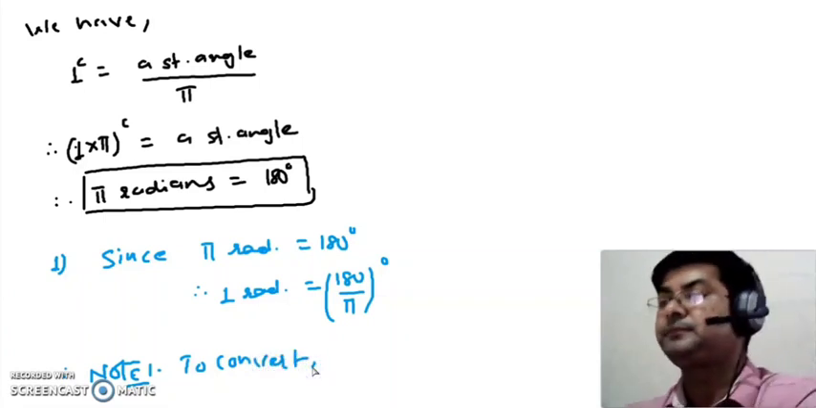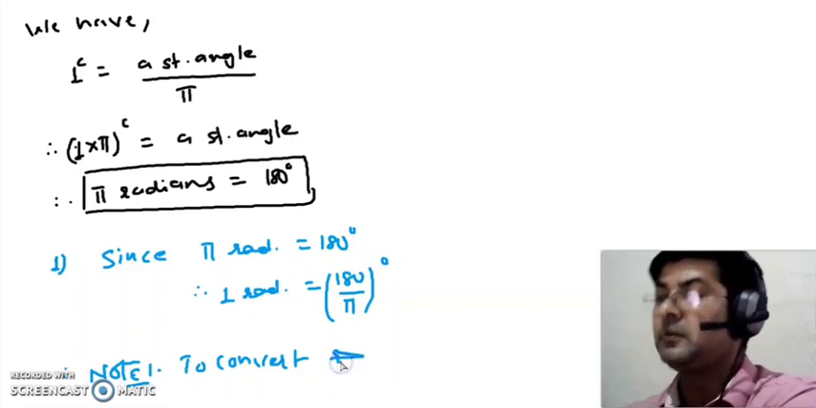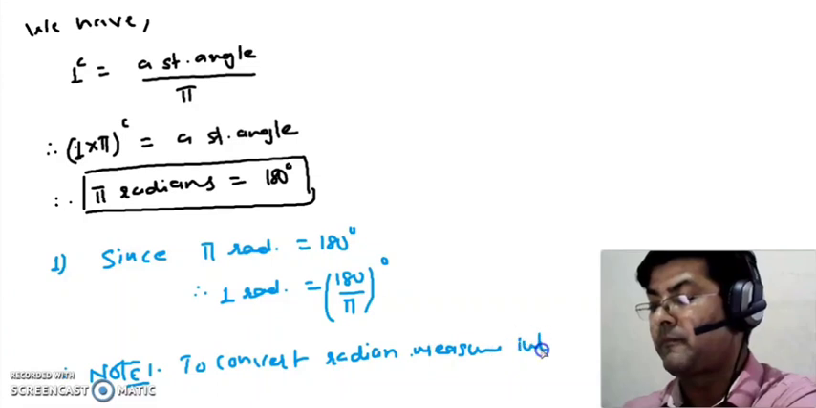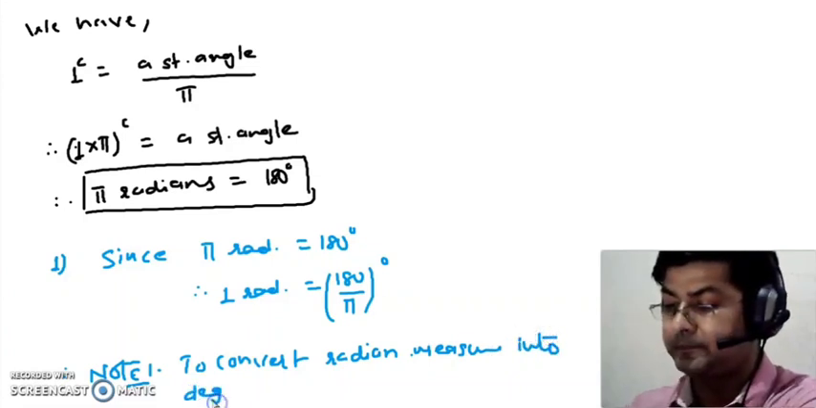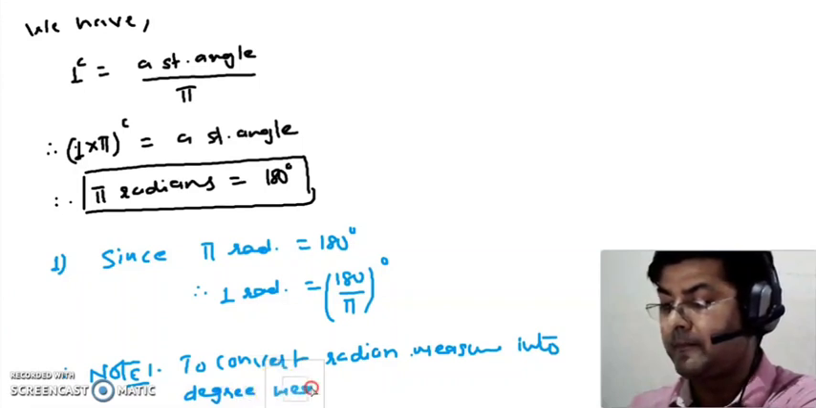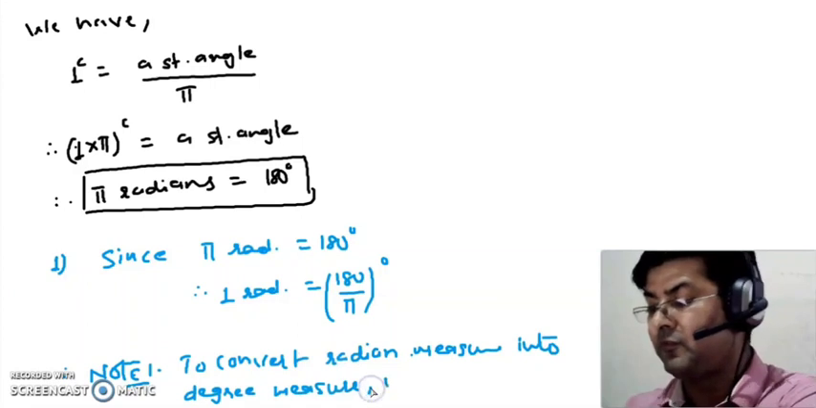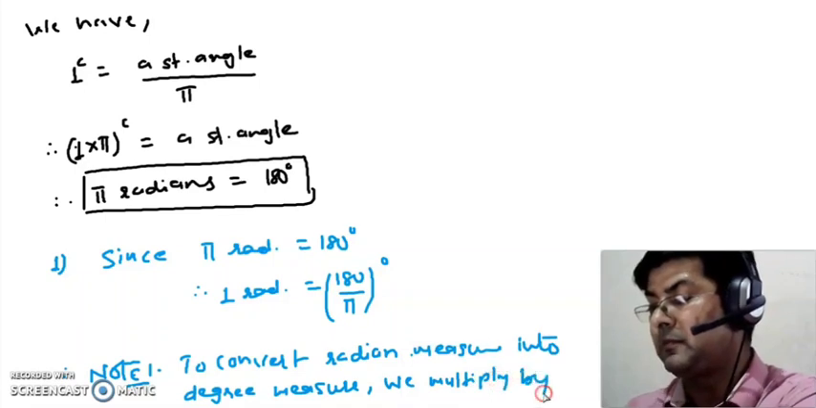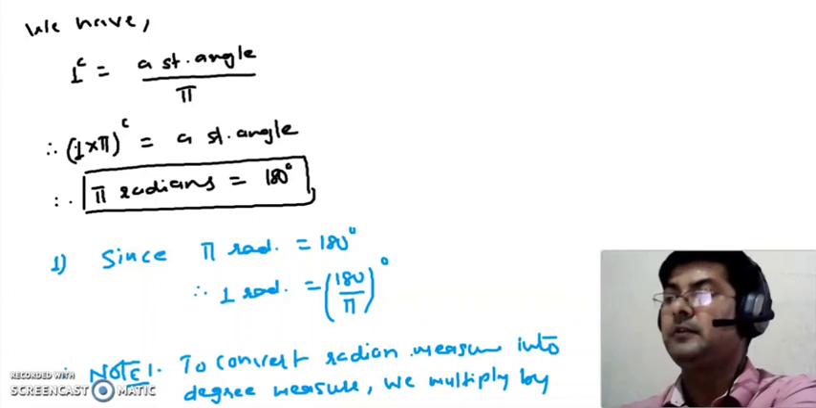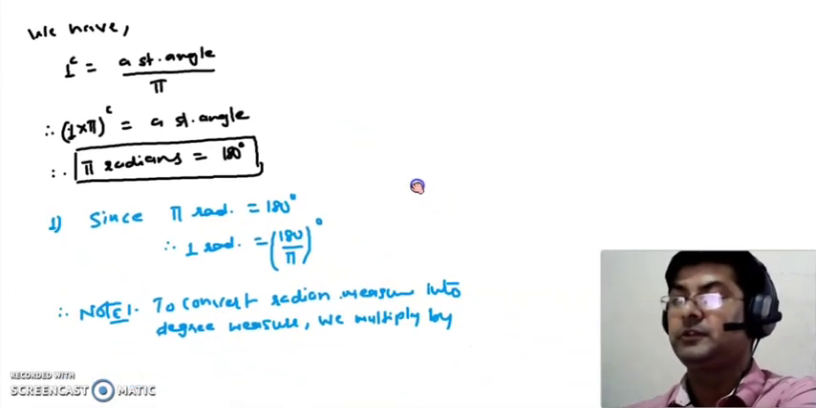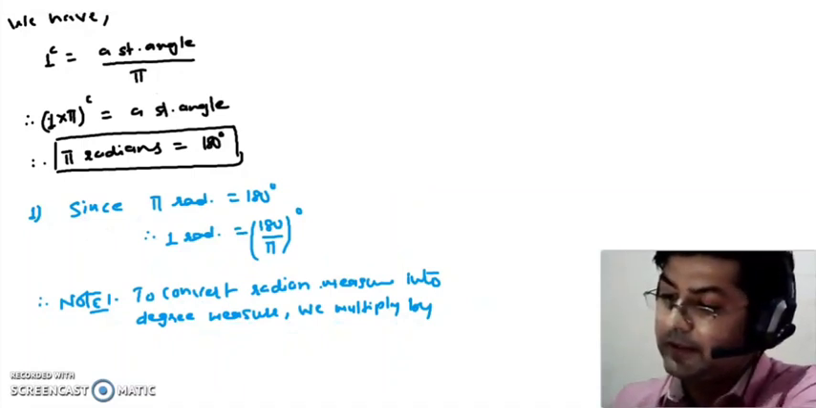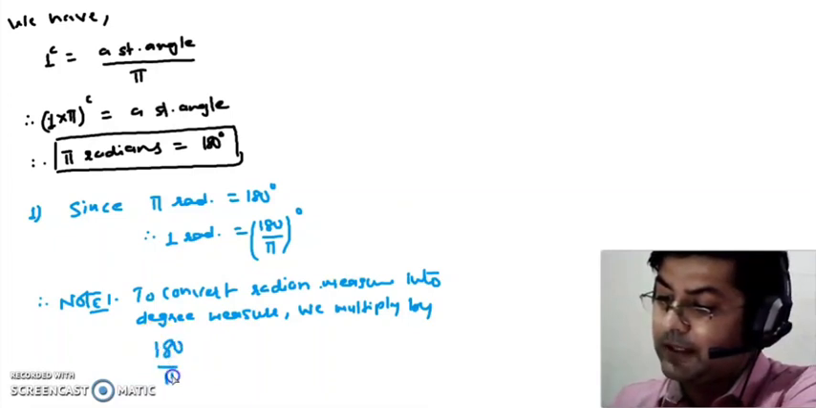To convert radian measure into degree measure, we multiply by 180 upon pi. Clear? We multiply by 180 upon pi.